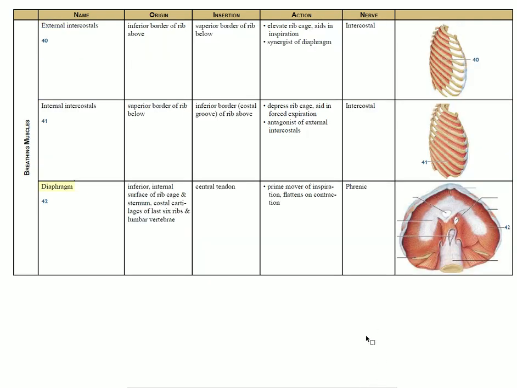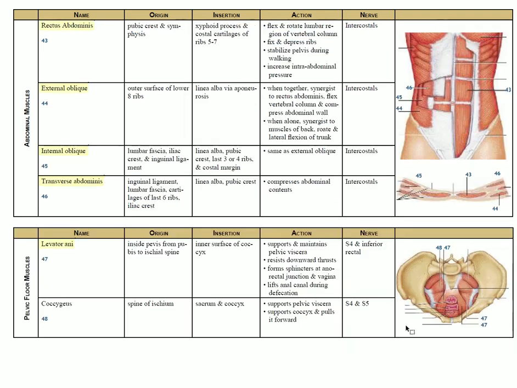All right, breathing muscles, the only one I want you to know is the diaphragm. You're going to hear about the diaphragm for the rest of your anatomy career. That is the muscle for breathing. Prime mover of inspiration, flattens on contraction. Inspiration just is talking about breathing in. Okay.